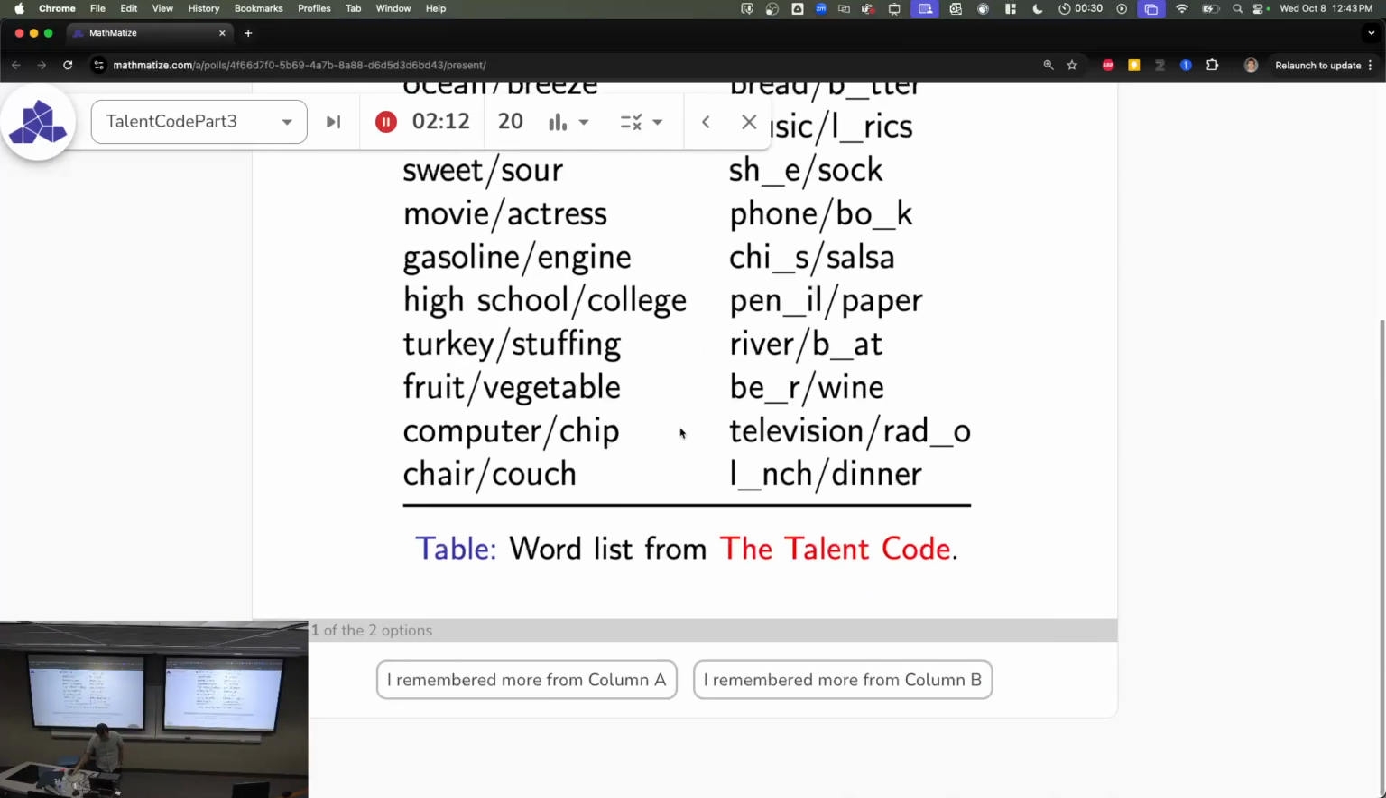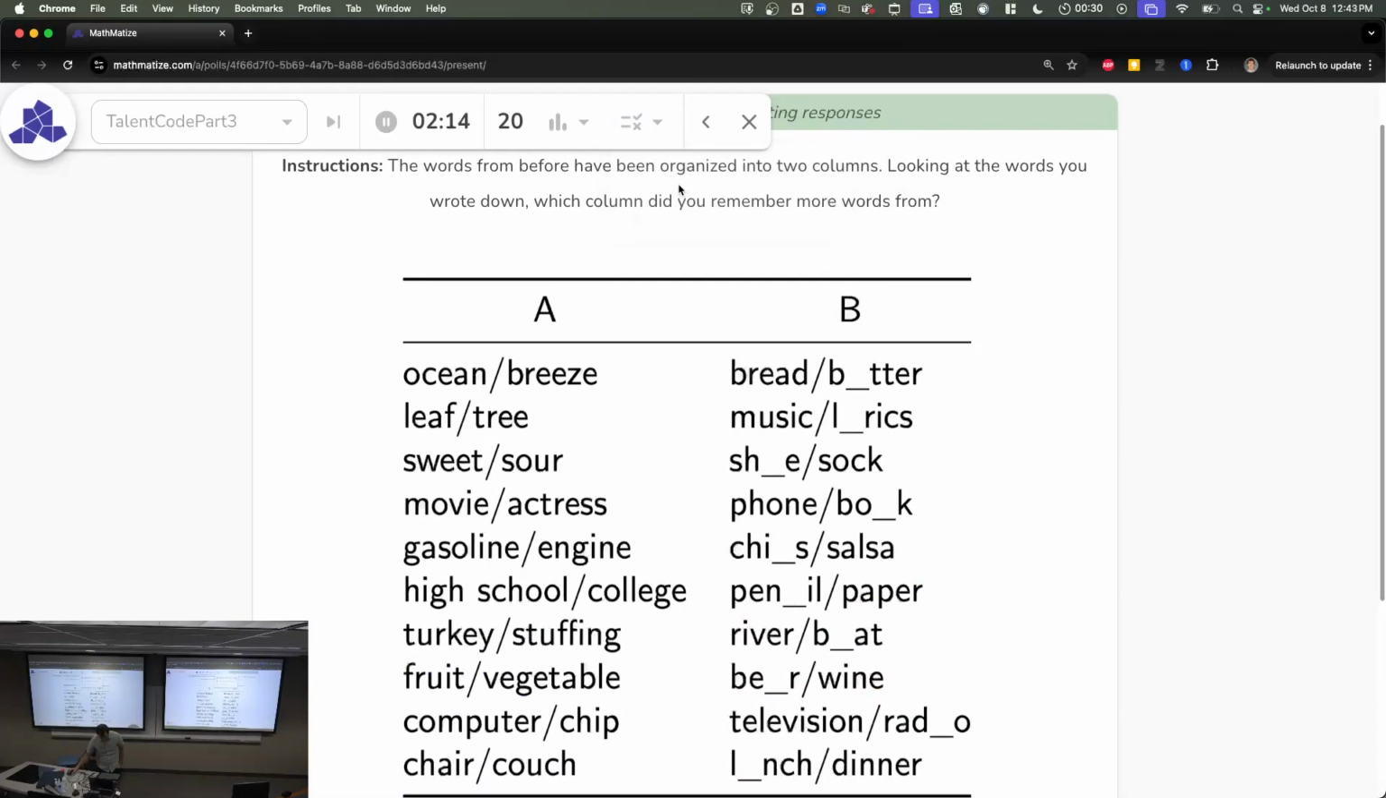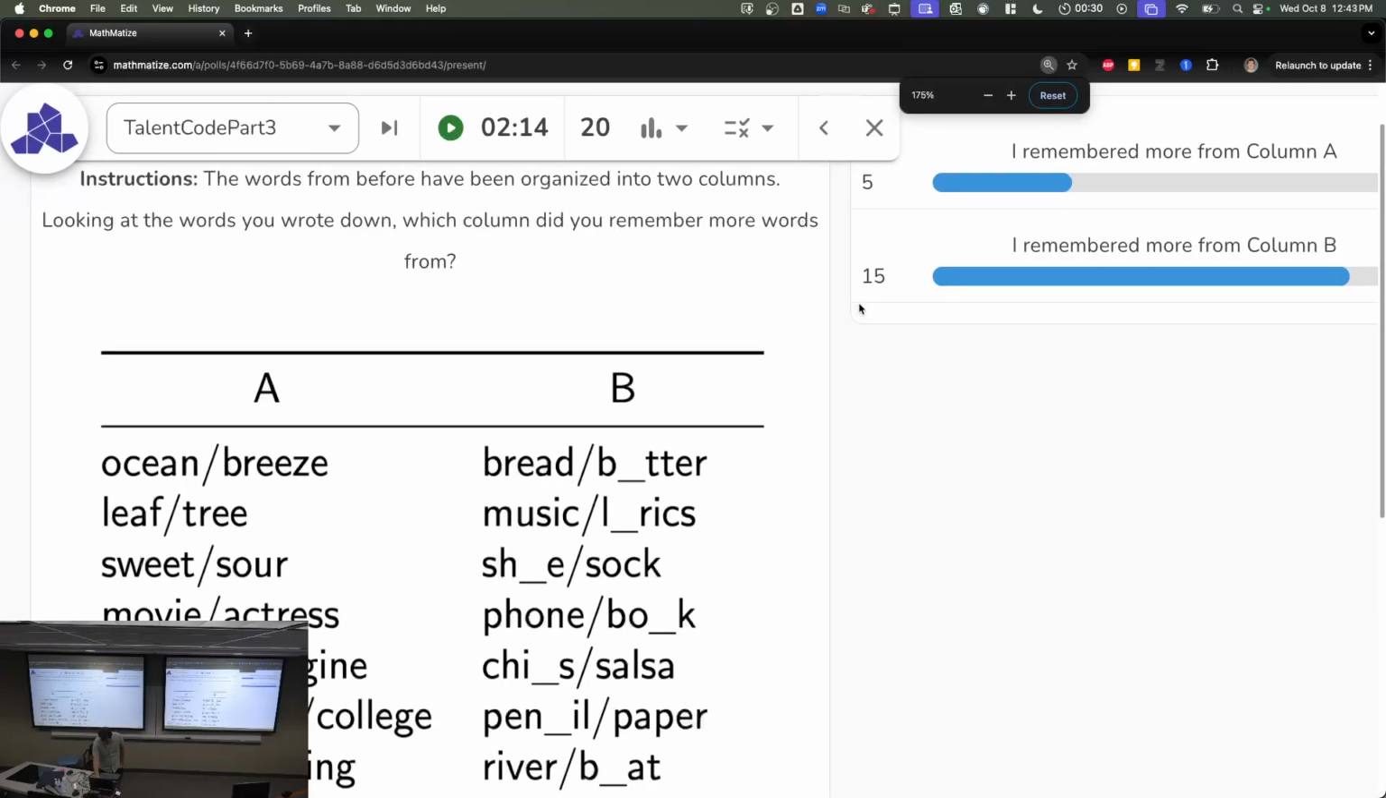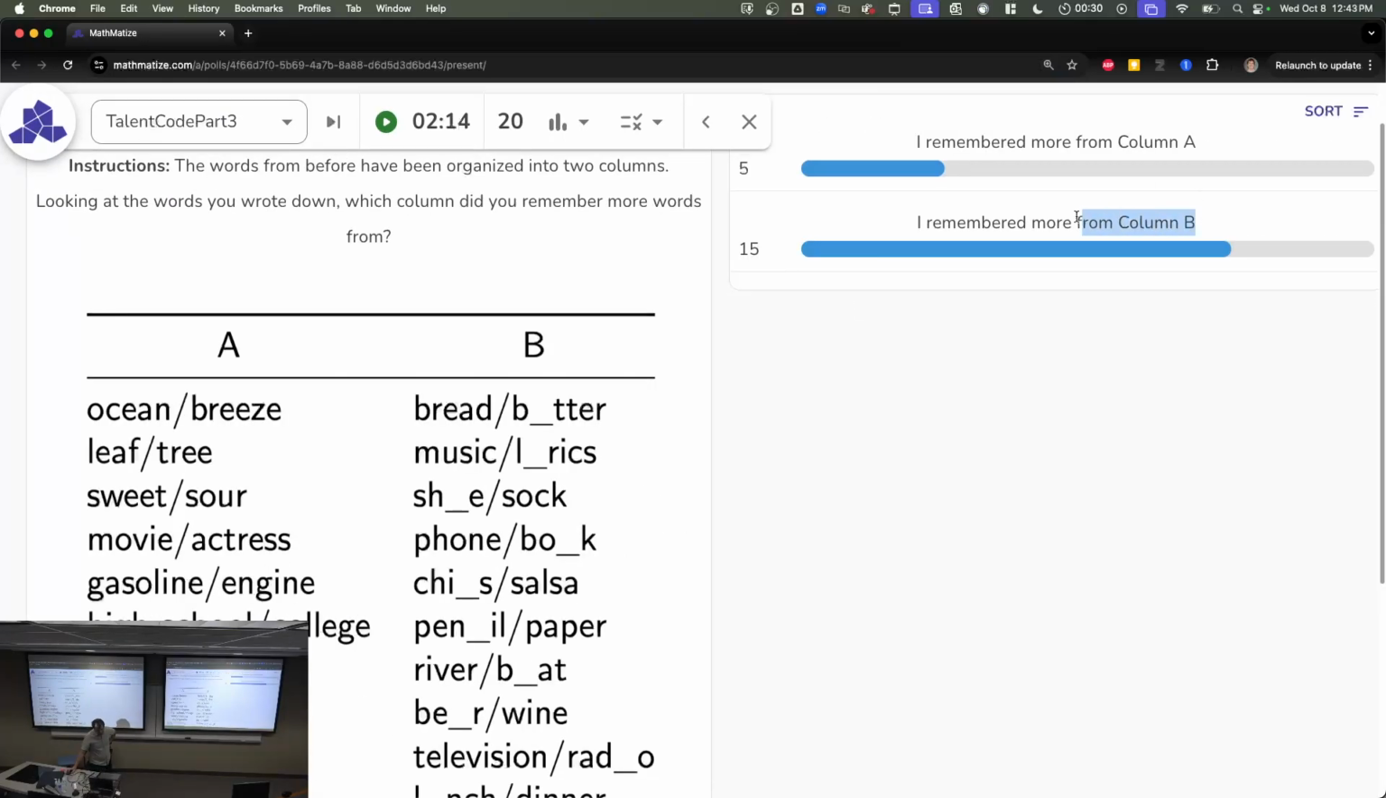So who remembered more from which one? Reveal. Wow. 15-5, people remembered more from column B. So the thing I just said about column A being better for learning is totally wrong. This is not how people learn. People don't learn by memorizing it, then knowing it. That's how a computer learns. You're not a computer. You're a human. Column B is way better for learning.